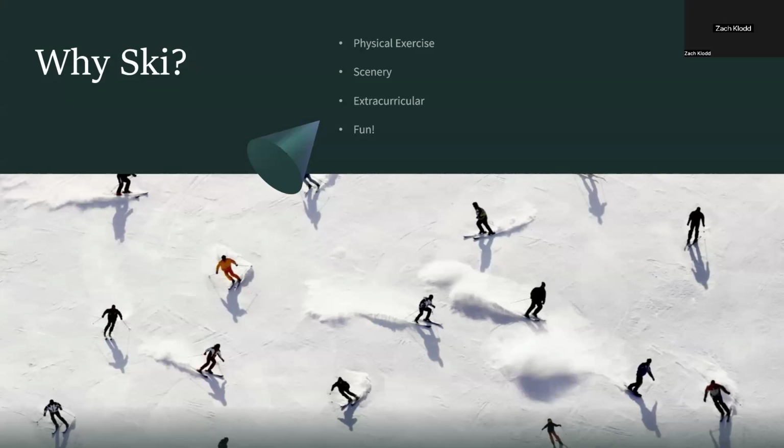Being at the top of a hill or slope also contains beautiful scenery to look at. You're extremely high up on the slope, and when you get to places like Colorado, there's just beautiful mountains you can stand on top of and look all around you and view the scenery.